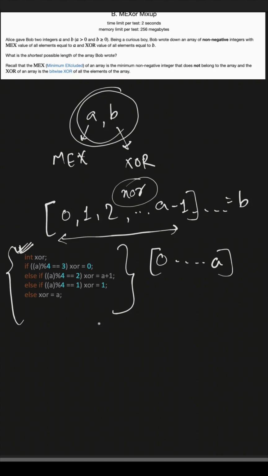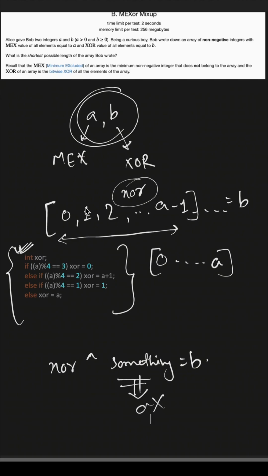So XOR something should be equal to b. Okay, so what can't be something? Something can't be equal to a. It shouldn't be equal to a because a is the MEX. MEX means minimum excluded number. So something cannot be equal to a.